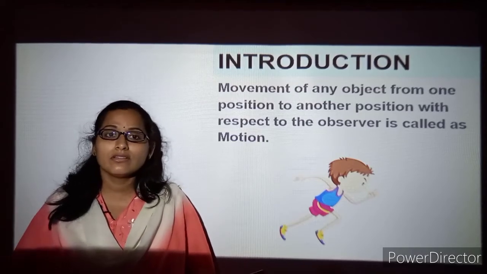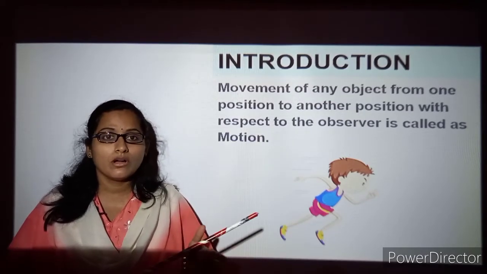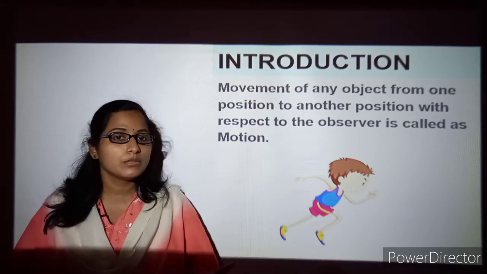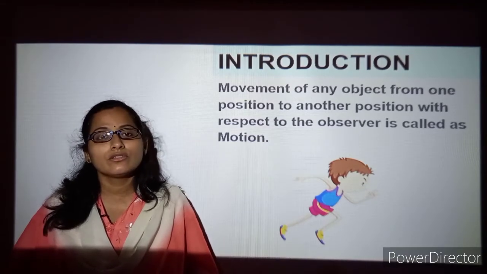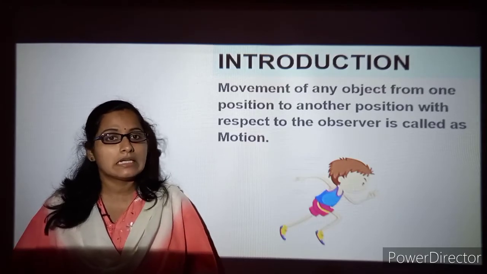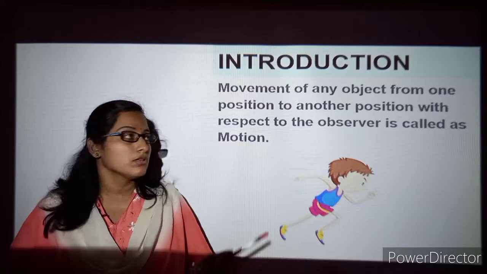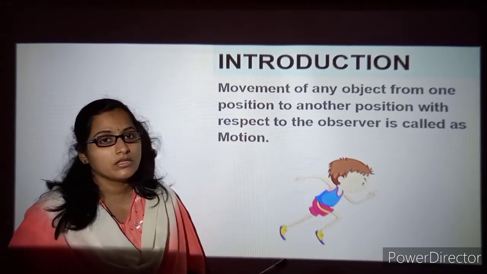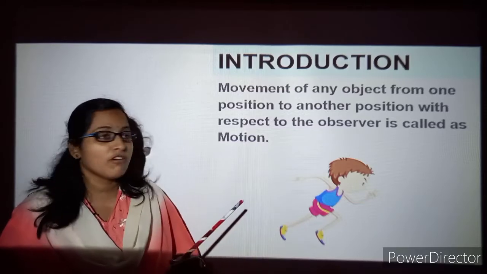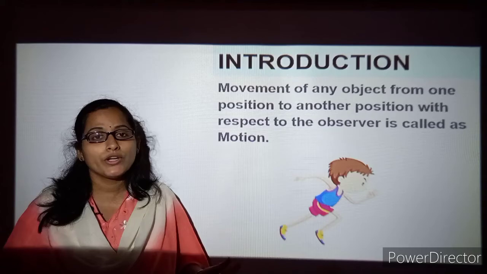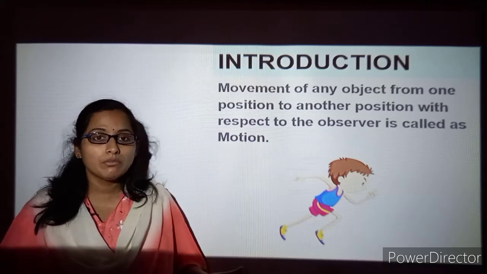So you might have seen somebody running. You will observe that person running from one point to another point. So that relates to the movement of the particular person from one place to another. It is known as motion. So what does it tell here? It is the movement of any object from one position. So if they start from one position, that is one point to another point, it's known as one position to another position.